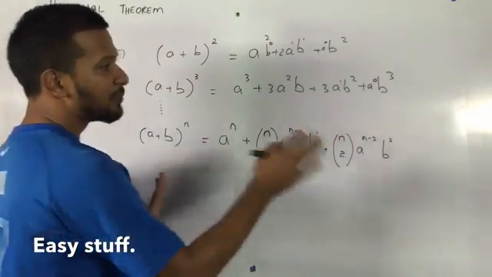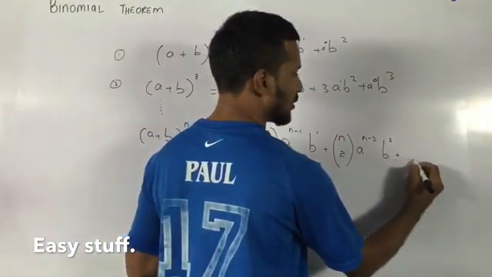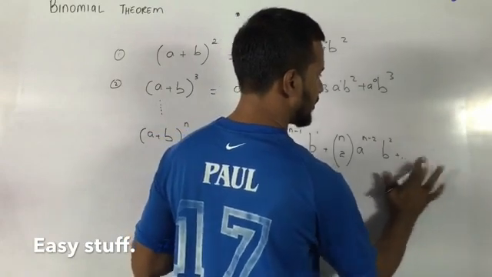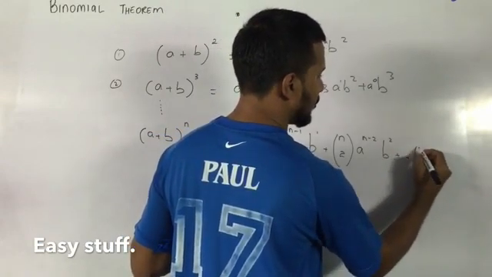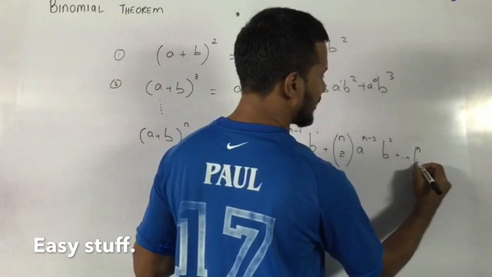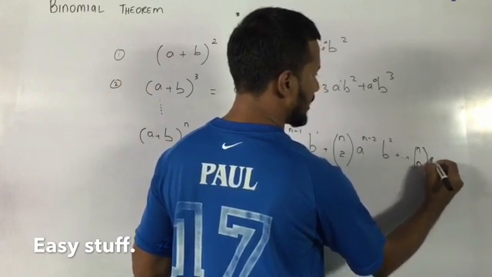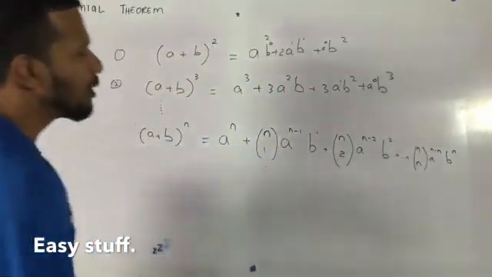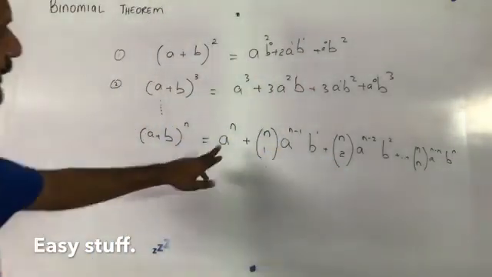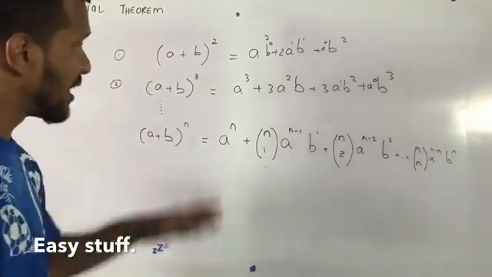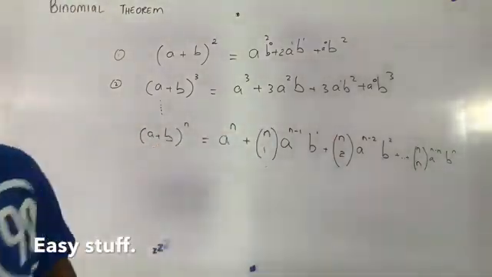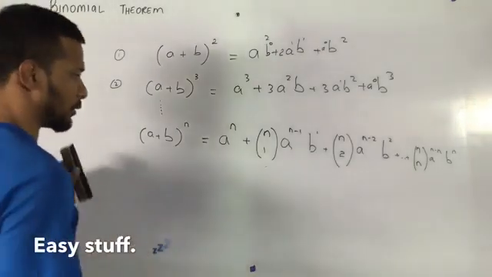Okay? And this will continue until we reach the last term, nCn, A to the n minus n, B to the n. So if we look at this carefully, this and this is really the same thing. If I were to say, okay, well, let n equal 3, I'll get back this exact function. Let's just make sure we know what's going on.